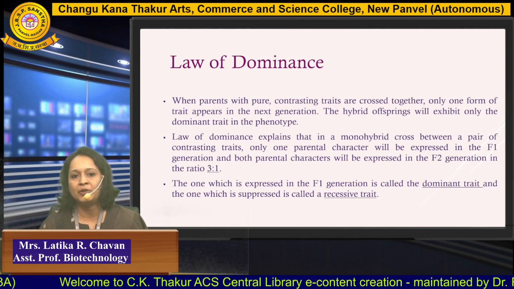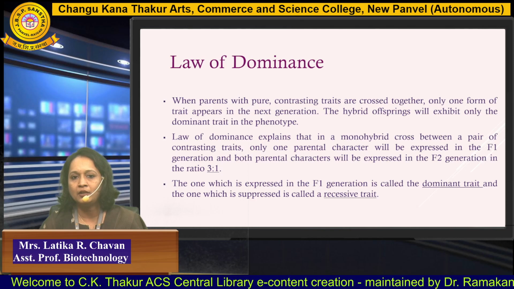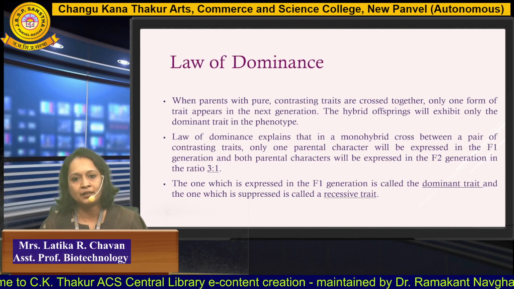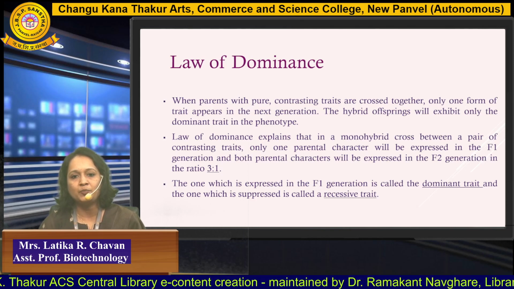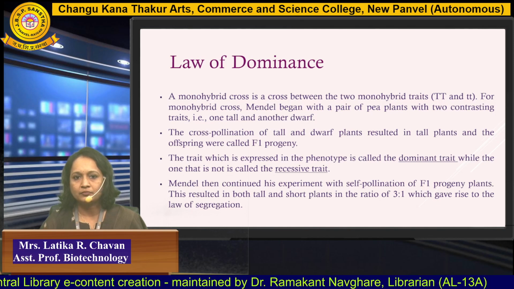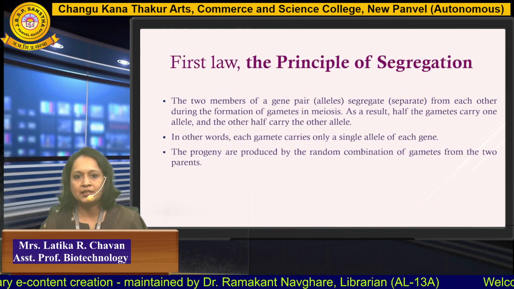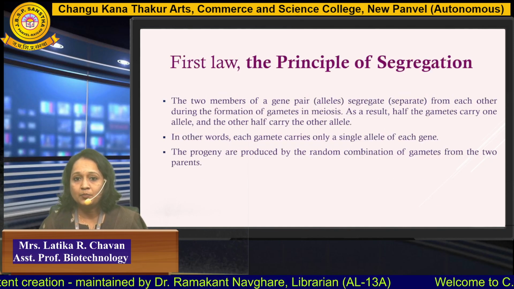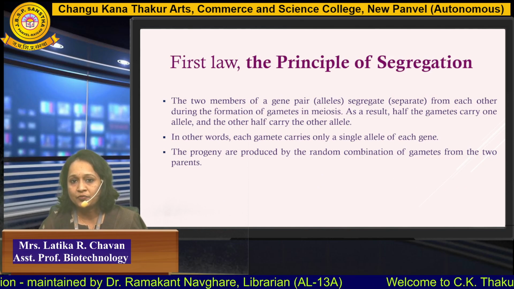For example, in breeding between a tall plant and a dwarf plant, 100% tall plants will be there in F1, and 75% tall plants will be there in F2 and 25% dwarf. The same explanation is given.